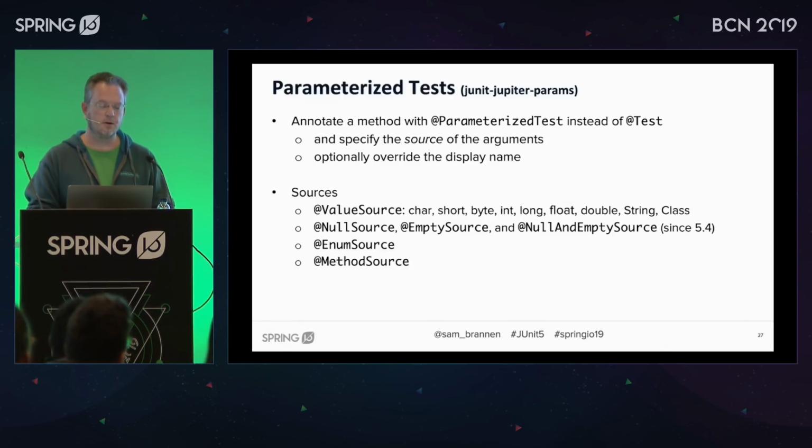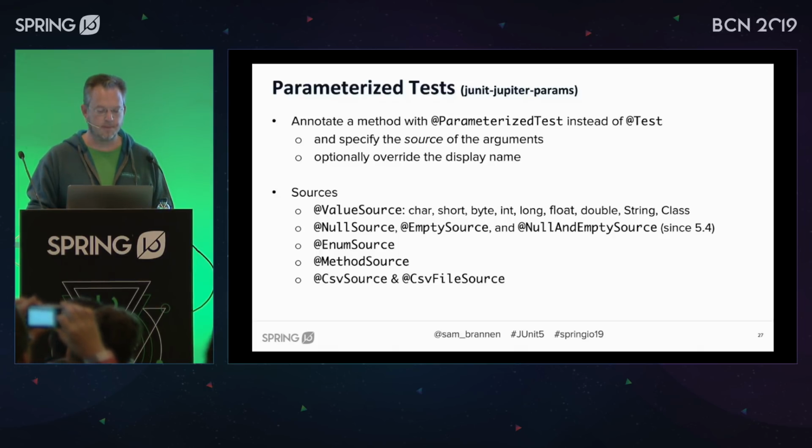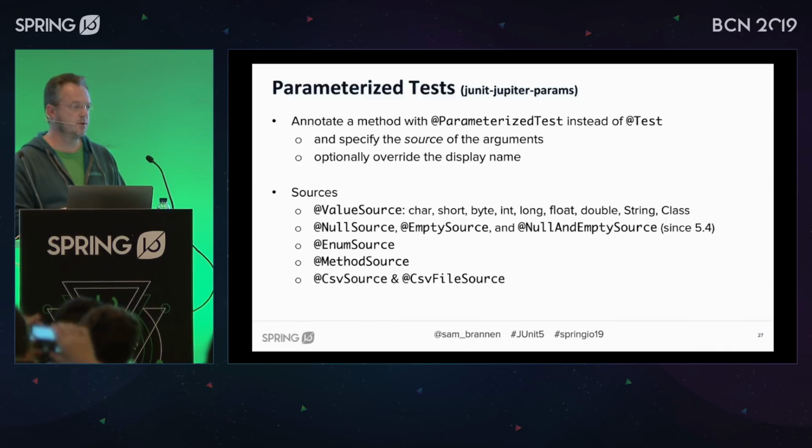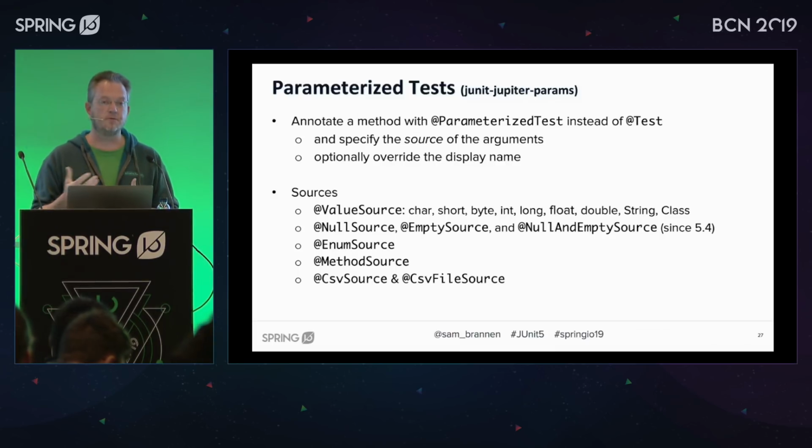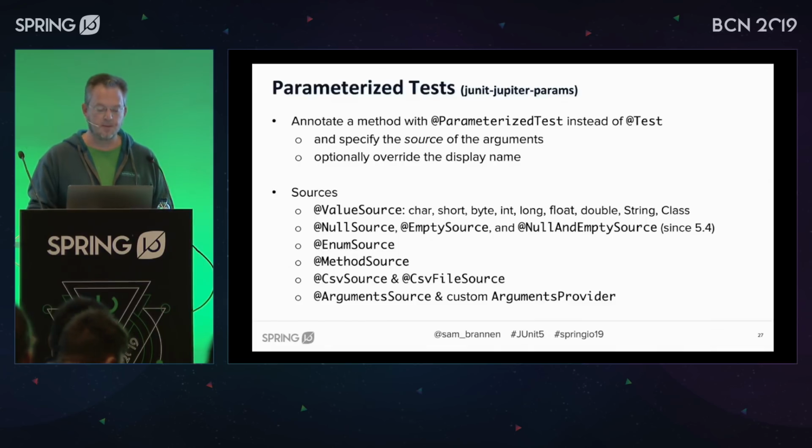MethodSource is basically a factory method where you write the code on your own to generate the list or the set of arguments you want to use. And then we have another thing called CSVSource. So using the comma separated value list, that style, you can do it inline with CSVSource in the code, or you can actually reference a file in your class path with the @CsvFileSource annotation. And if those things don't work out for you, you can write your own by implementing your own ArgumentsProvider and configuring that or declaring that with @ArgumentsSource.